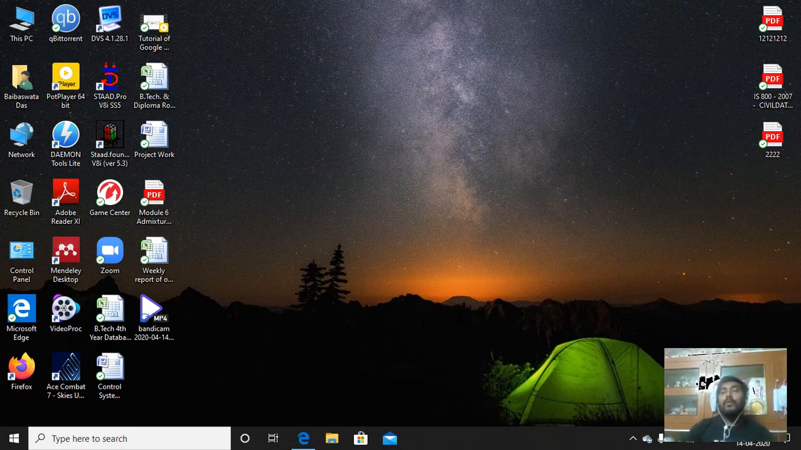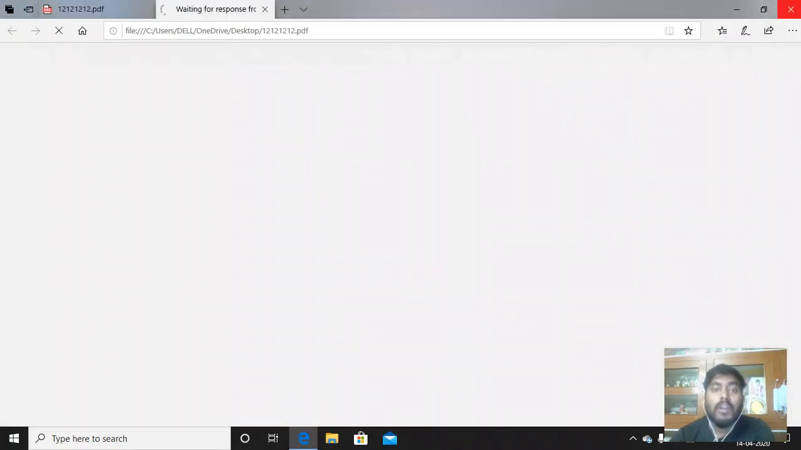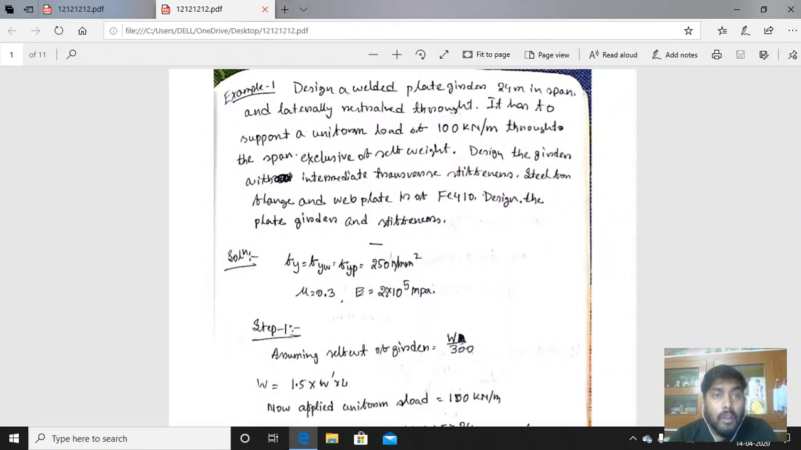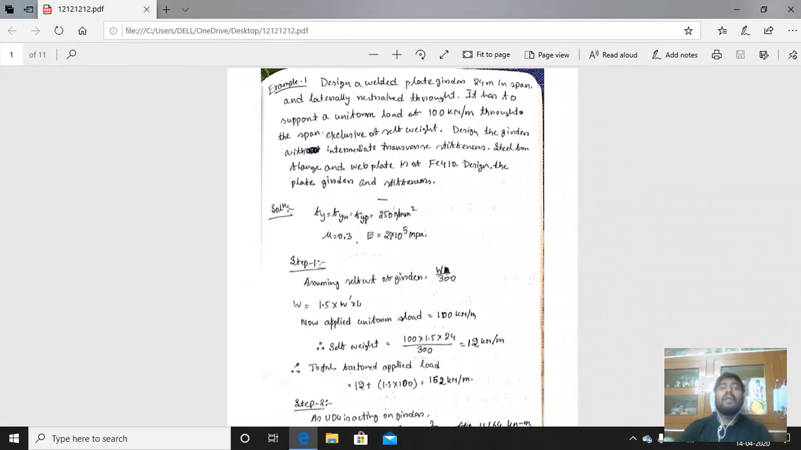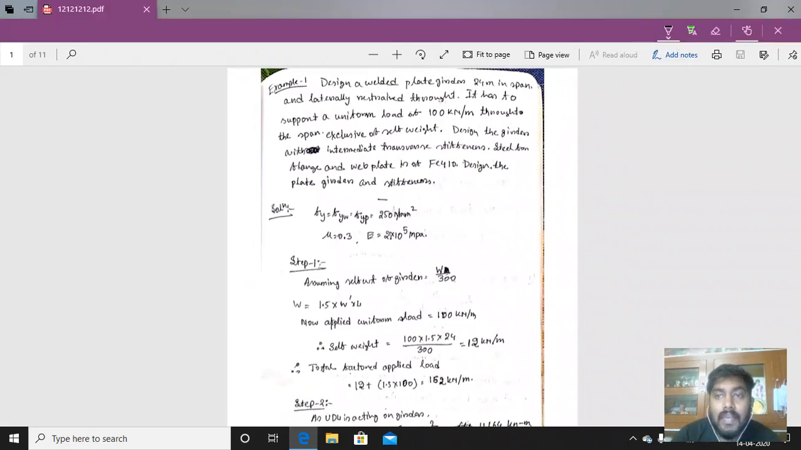So for today our lecture will be based on the example. Today we will do one example, which is also very important for our exam. So the problem says: design a welded plate girder, 24 meter in span and laterally restrained throughout. It has to support a uniform load of 100 kilonewton per meter throughout the span, exclusive of self weight. So it is the only load that is acting.